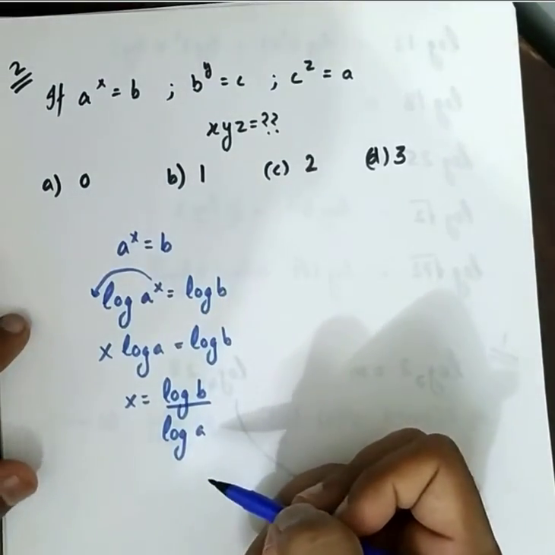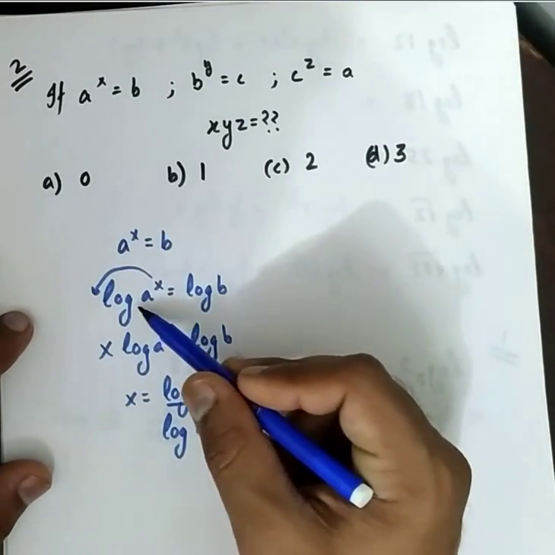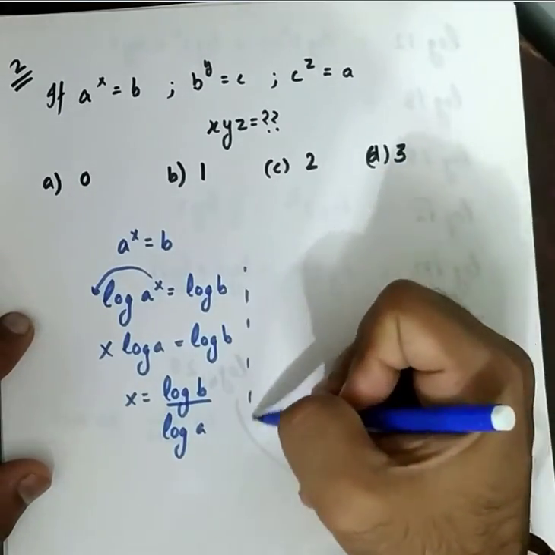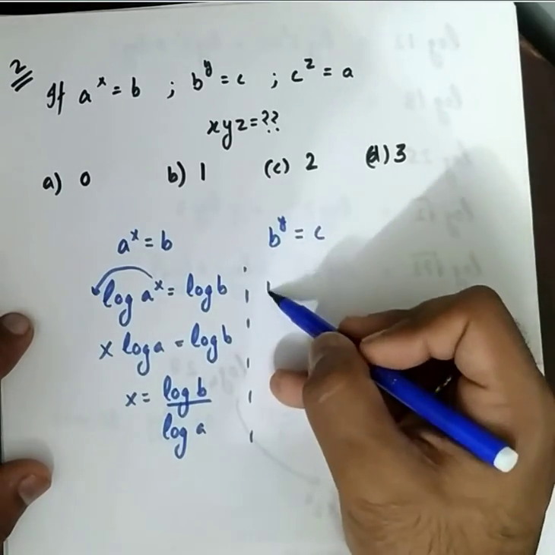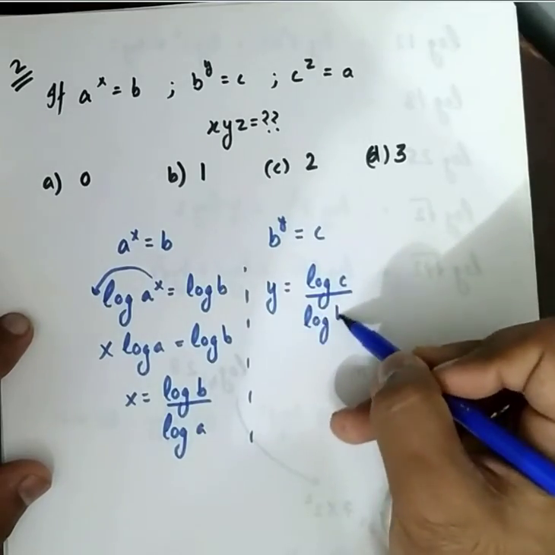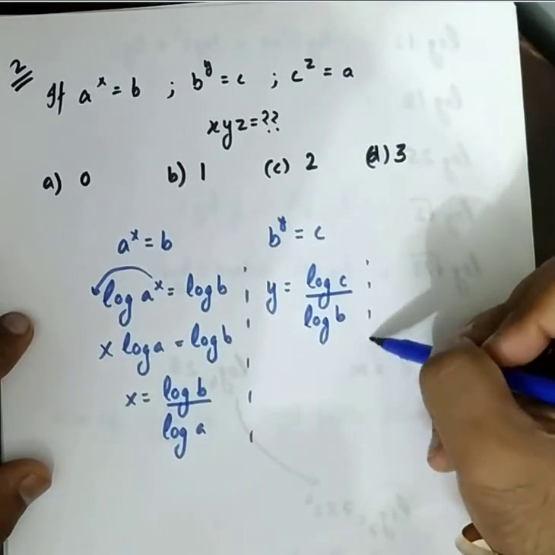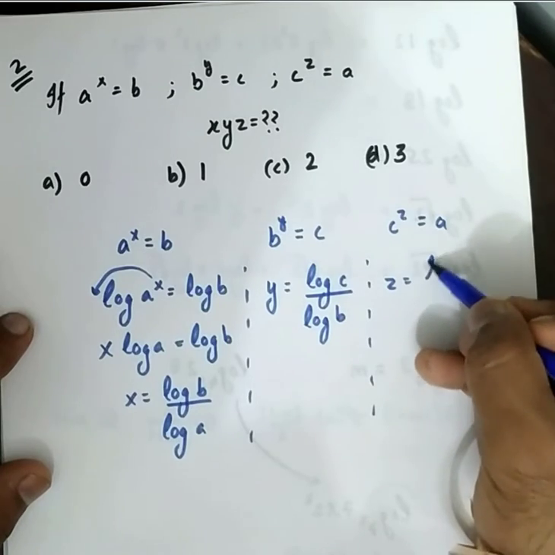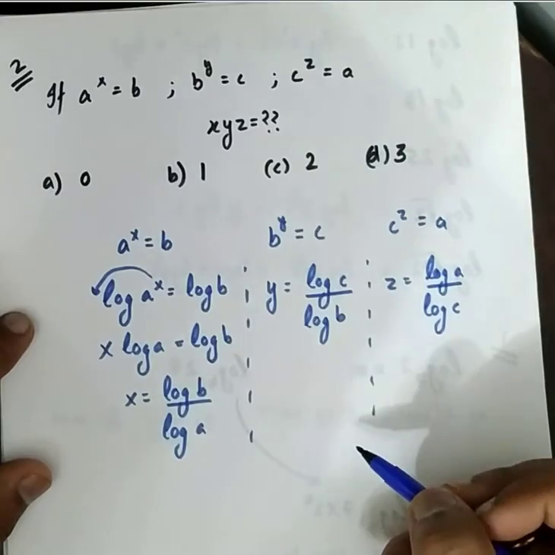Now guys, I hope you understood what's going to happen to the rest of them as well. Now remember, I'm not writing any base. That means the base is 10. I'm taking the common logarithm. Now guys, very simple. If this is clear, go ahead and find b to the power y equals c. This will come out as y equals log c by log b, very similar to this, taking log on both sides and doing the same procedure. Try on your own please. c to the power z equals a will give me z equals log a by log c. If you understand all this, you're going like a pro.